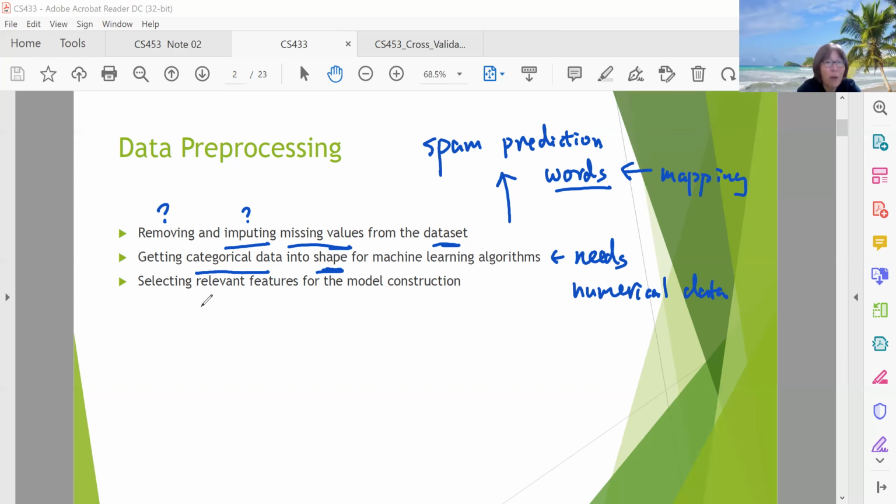The third one we are going to discuss is how we select relevant features, so feature selection.